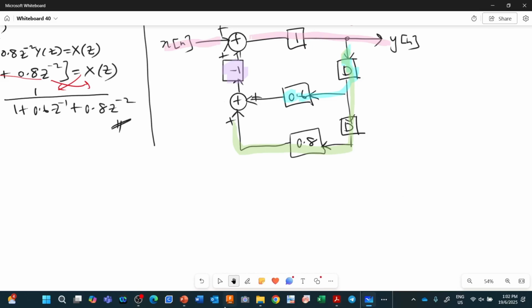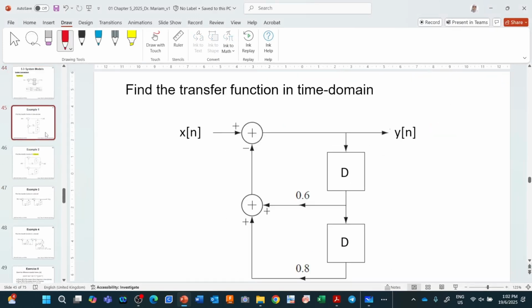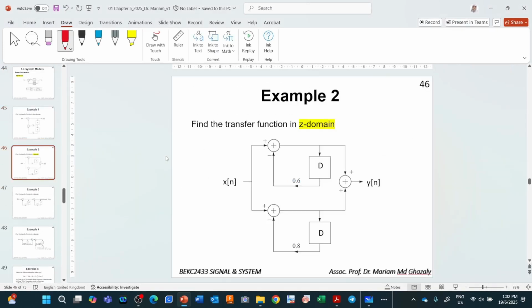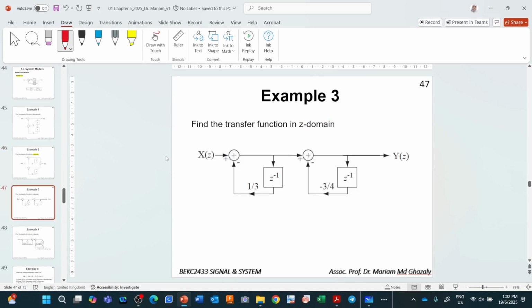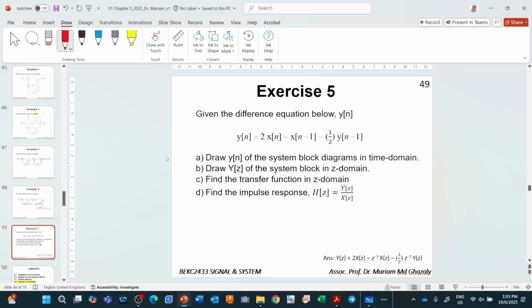So based on that, I believe you can do the exercises in example 2: find the transfer function in Z domain. Number 3 is also the same thing in Z domain, but directly given in the block diagram, already converted to Z domain. So this is easy. Also this one. Exercise 5, try to do at home. We will try to discuss this on Monday night.